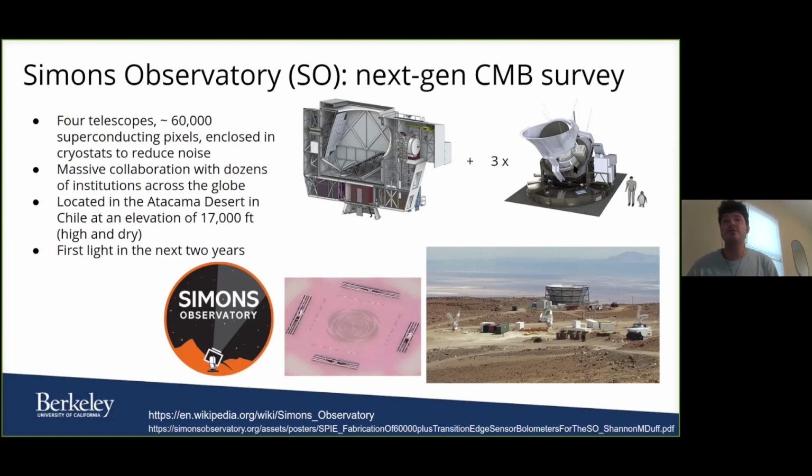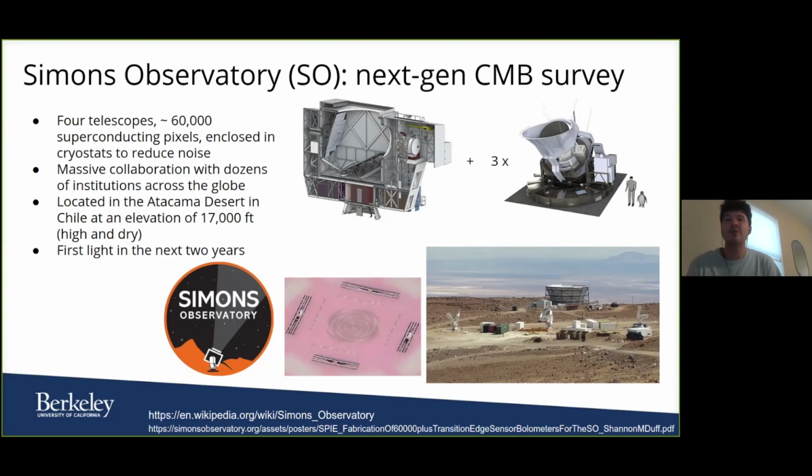Together, these things have over 60,000 superconducting pixels, which are designed to be incredibly sensitive to microwave light. And they're enclosed in these cryostats so that everything surrounding them is super cold, so that the black body radiation that's given off by the surroundings doesn't end up interfering with your signal, which is the cosmic microwave background. This is a huge collaboration that covers multiple continents with dozens of universities.